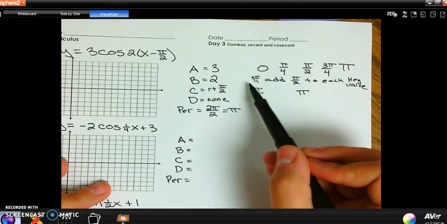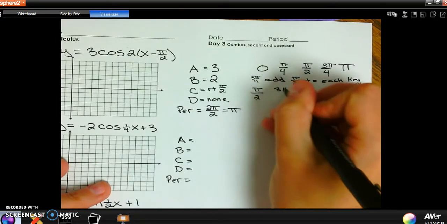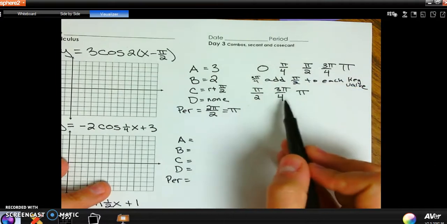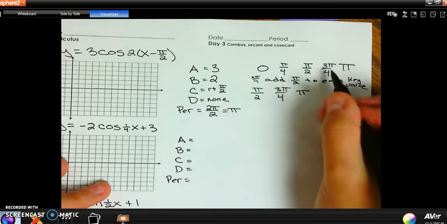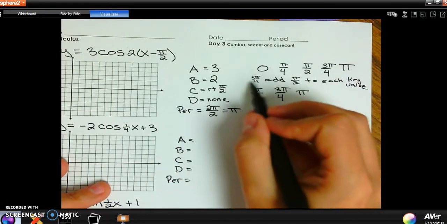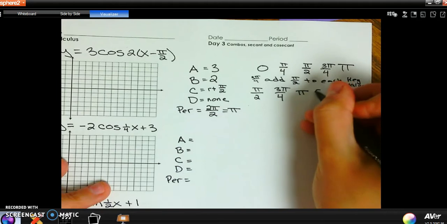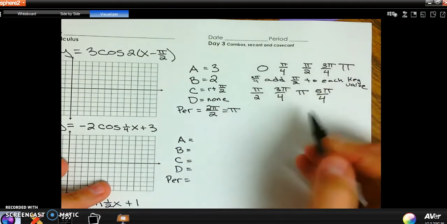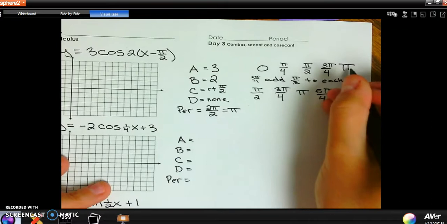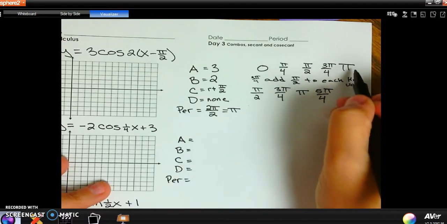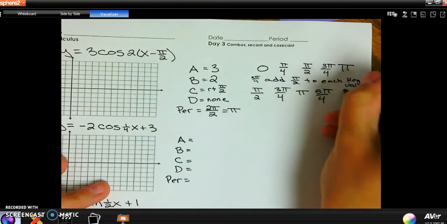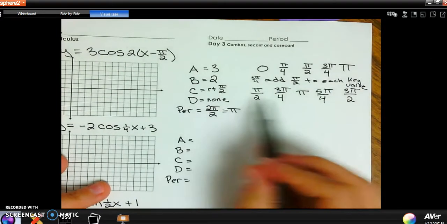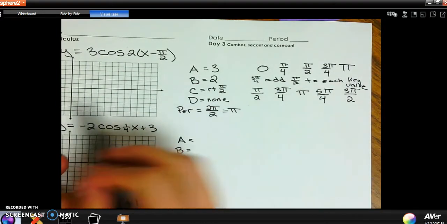So 1 pi over 4 plus 2 pi over 4 is 3 pi over 4. And that makes sense, right? Because that's between pi over 2 and pi. Then I add 3 pi over 4 to 2 pi over 4 to get my next key value. That's 5 pi over 4. And again, that makes sense because that's bigger than pi. And lastly, pi plus a half is 1.5 pi, or you could say 3 pi over 2. So those are my new key values, and that's what I want to put on here.